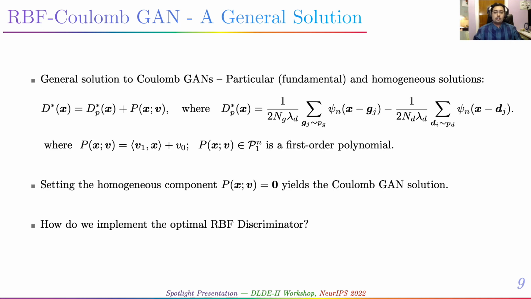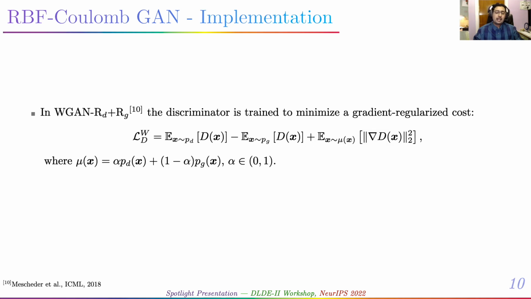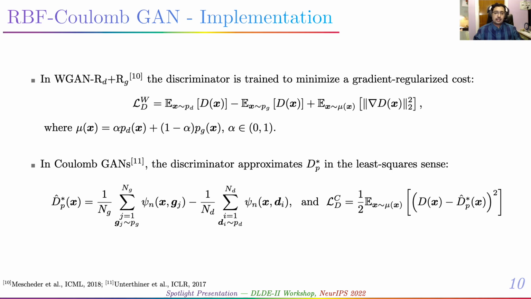Now that we have shown that the Coulomb GAN discriminator is the optimal solution to a gradient-regularized WGAN optimization, we consider the task of implementing this optimal discriminator. For comparison, amongst the baselines, most WGAN variants enforce a gradient penalty empirically, evaluated over interpolation points of the real and fake samples. This allows for efficient implementation through backpropagation. Coulomb GANs, on the other hand, consider the sample estimate of the potential and train the discriminator to approximate it in the least square sense. The least squares formulation is chosen as it allows efficient computation of the kernel.